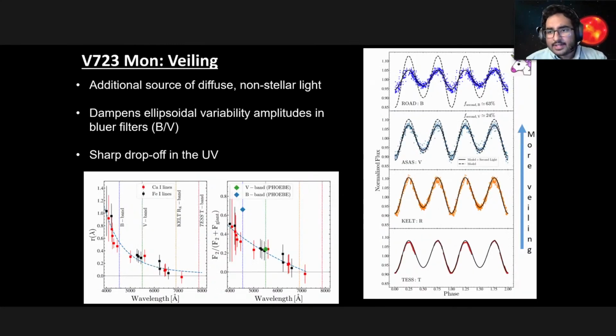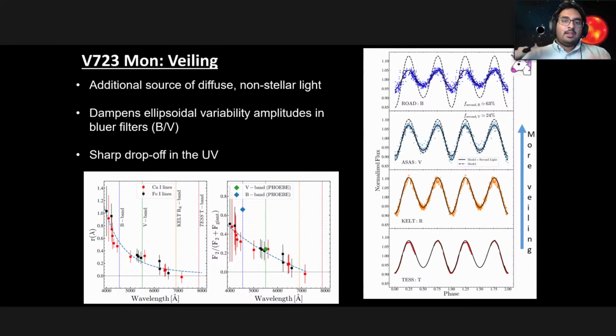When analyzing the light curves, we also identified an additional non-stellar source of second light. This is immediately clear when the binary models without this additional light are compared to the data, especially towards the bluer wavelengths. To fit the data properly, we need to consider the second light, or veiling. In our data, the B and V bands are the most significantly affected by this veiling. We estimate that 63% and 24% of the total light emerges from this veiling source in the B and V bands respectively.